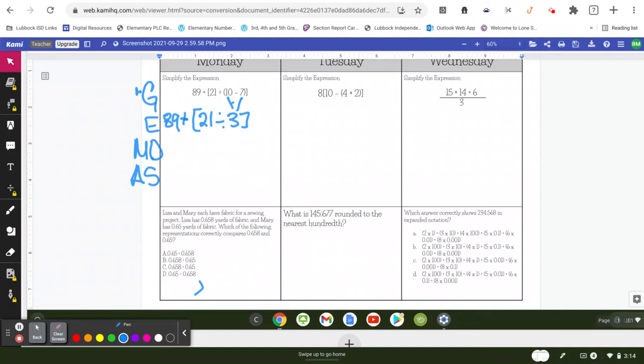Okay, so that means we still have grouping symbols. This is going to be your next step. And 21 divided by 3, that's the same as saying what times 3 gives me 21. Okay, so then I want you to go on from there. Your last step should be whatever your answer is plus 89. Okay, looking at the next one for Tuesday.